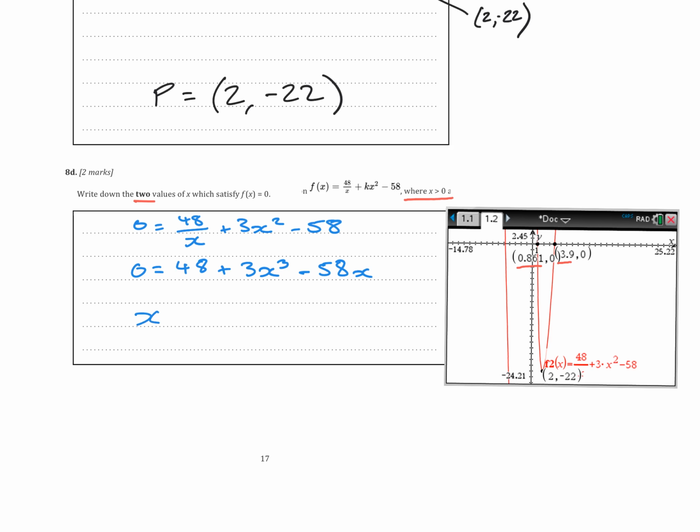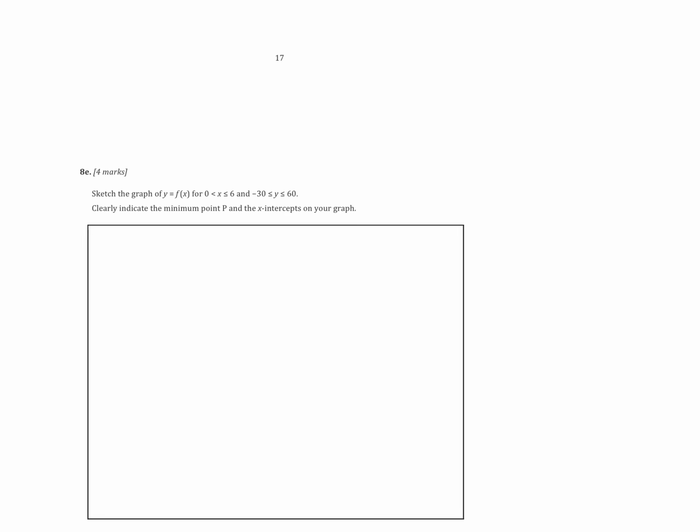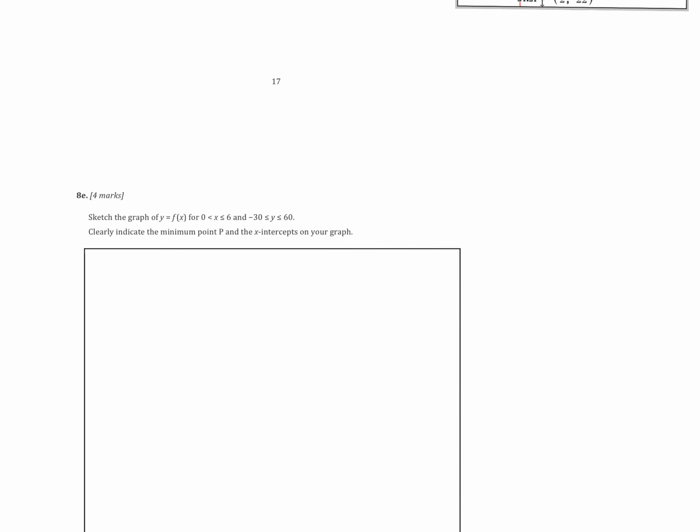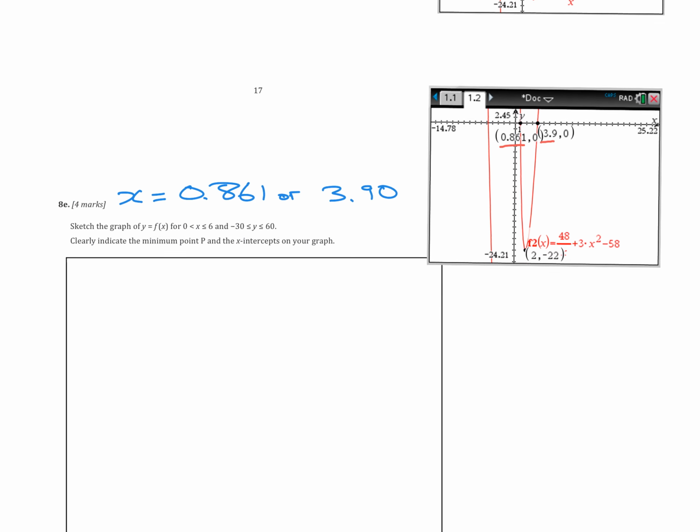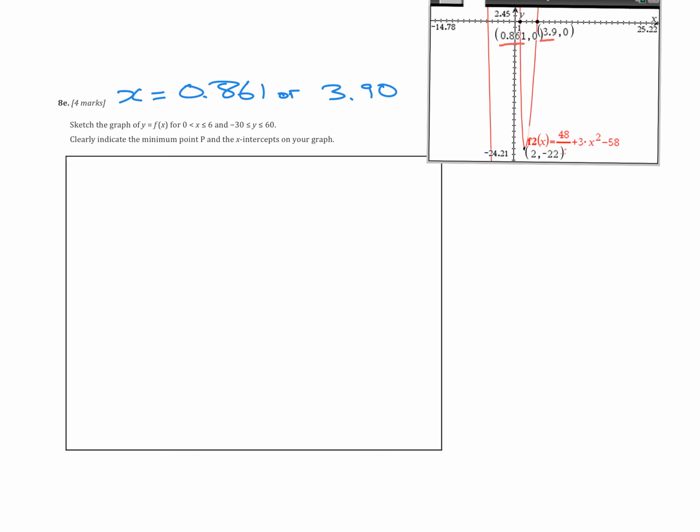So we're looking for x values equal to 0.861 or 3.90. Okay, is there any more? Ah, yes. Sketch the graph. Fantastic. This is going to help me a lot. Oh, it seems to be grouped together. That's okay. I've still got what I need.